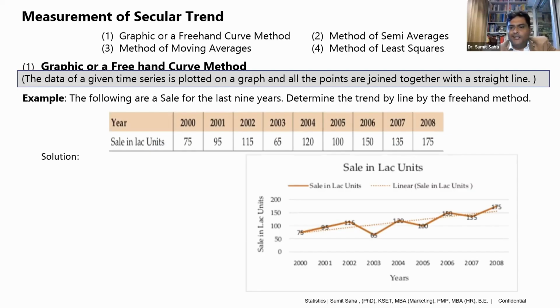And we are taking major two points and going through. Let's say 75, 120, or something average. Freehand, whatever you are thinking, it is going. The line is going through the middle. That is called the freehand method.